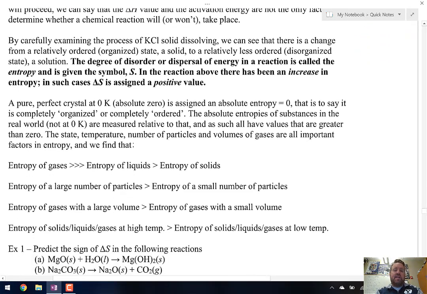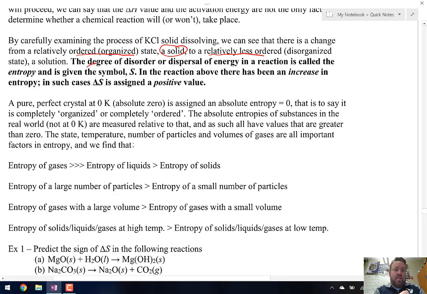By carefully examining the process of potassium chloride dissolving, we can see that there's a change from a relatively ordered or organized state, which is a solid. So the potassium and the chloride ions, remember, there's that lattice structure that forms in an ionic compound. And then when it dissolves in the water, it's a relatively less ordered state, or a disorganized state, or a more random state, where you've got potassium ions and chloride ions just moving around in the water. And that is what we call entropy.